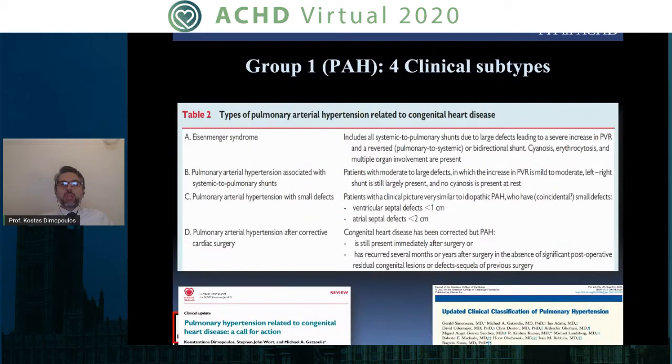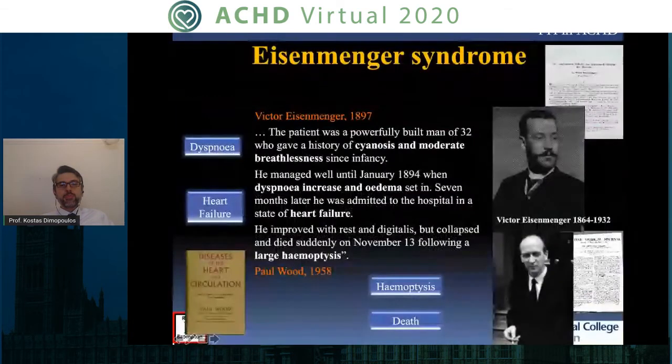Within PAH, indeed, there are 4 groups that have been proposed and which are clinically very relevant. We have group 1, which is the extreme end, as I said, Eisenmenger syndrome. Group 2 is those patients with less severe pulmonary hypertension, pulmonary vascular disease, and still left-to-right shunts. We have patients with small defects, in whom we wouldn't expect pulmonary hypertension to develop, but still it's there. And then finally, a group that is becoming ever more prominent is the patients after corrective cardiac surgery.